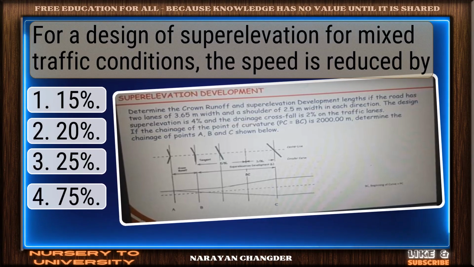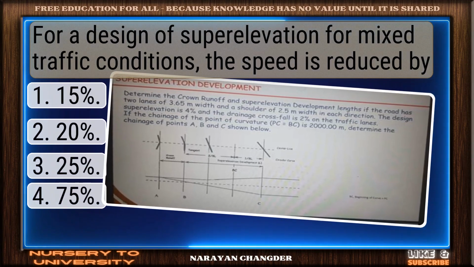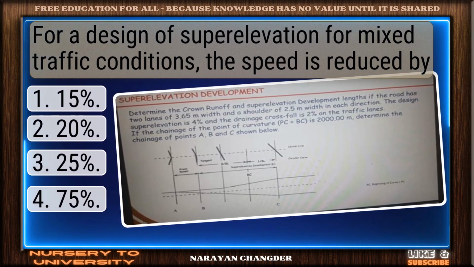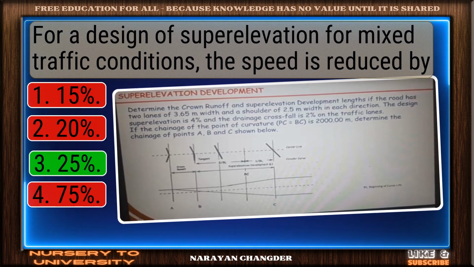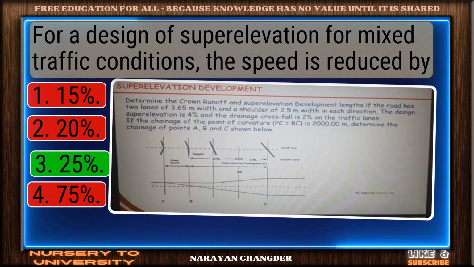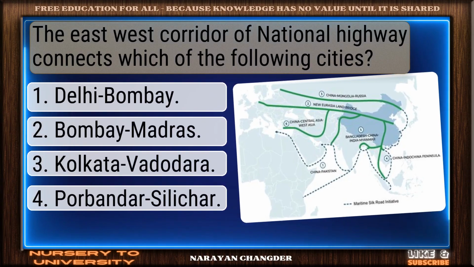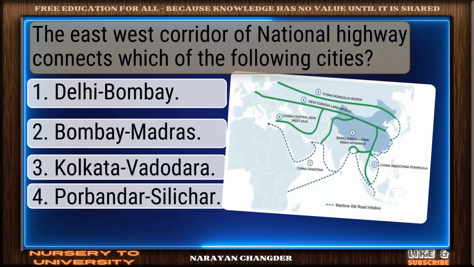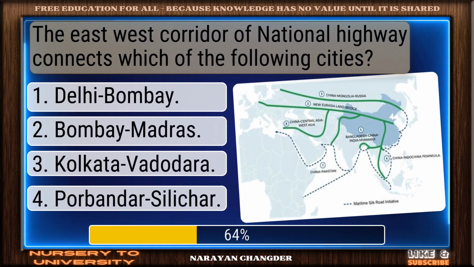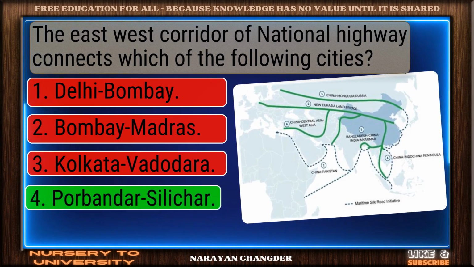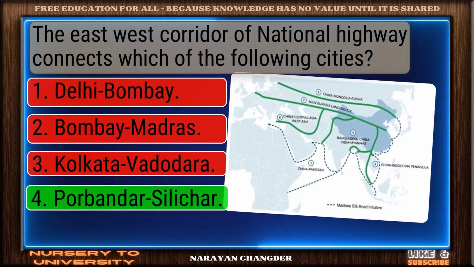For a design of superelevation for mixed traffic conditions, the speed is reduced by... Bravo, 25% is the answer. The east-west corridor of National Highway connects which of the following cities? You chose Porbandar to Silchar, and it is correct.